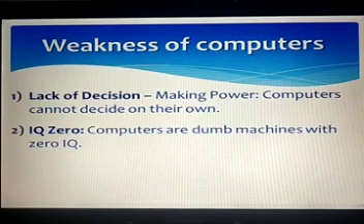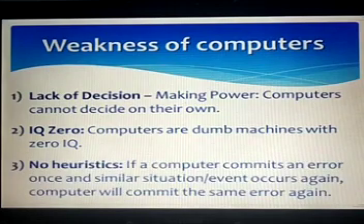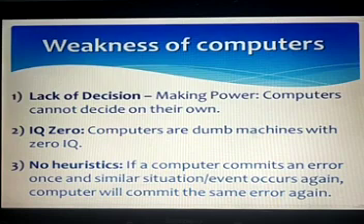Second one, IQ 0. Computers are dumb machines with 0 IQ. They need to be told each and every step, however minute it may be. And third one, no heuristics. Heuristics means learning from past experience. If a computer commits an error once and a similar situation occurs again, the computer will commit the same error again. It cannot learn from past experience, but human beings learn from past experience very well.